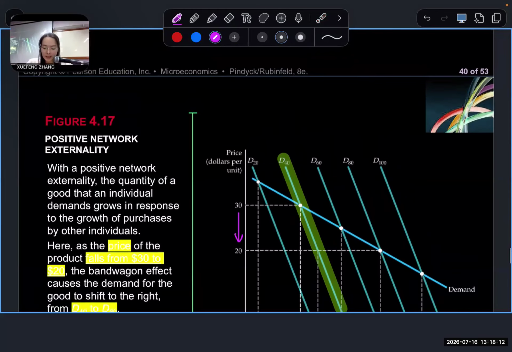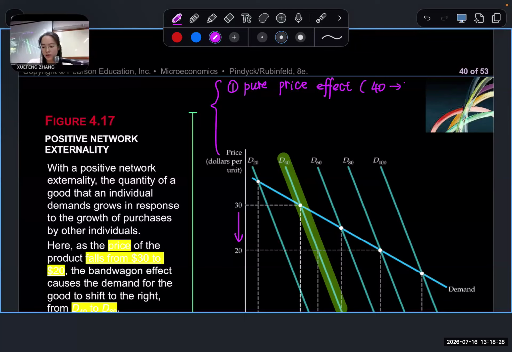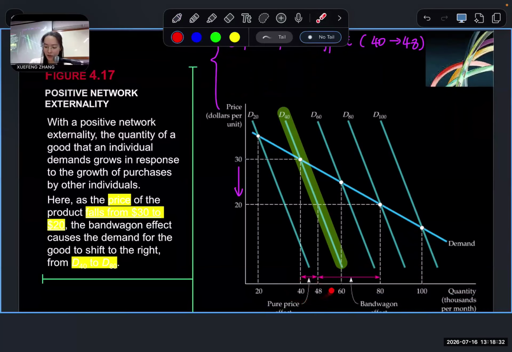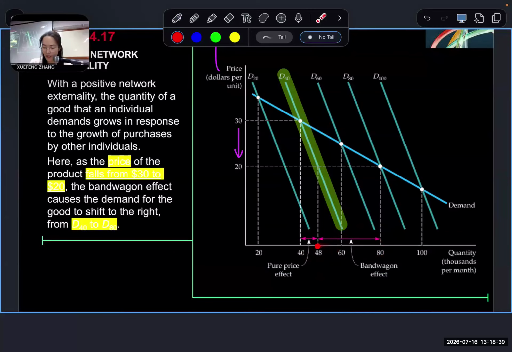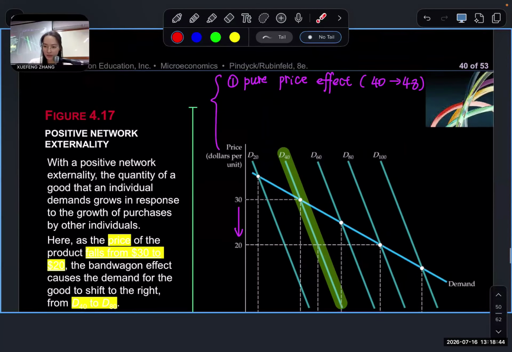Okay, let me write it down. Here we have the pure price effect, from 40 to 48. This is the pure price effect. Where is the bandwagon effect? It's from 48 to 80. This is the bandwagon effect.